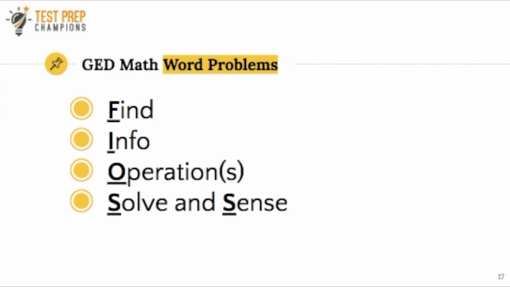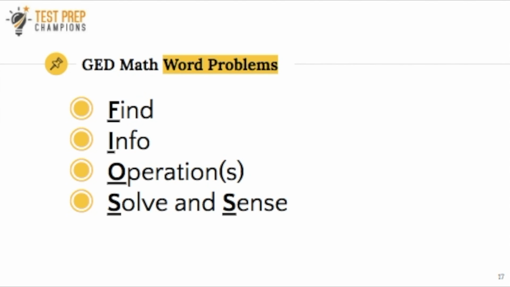The I stands for info. You want to look at the information that you're given in the word problem, and at the information that you'll need. Sometimes you'll be given more information than you'll need. You won't always need to use all of the info provided. So you want to draw a distinction between the info that you're given and the info that you need to solve the question.